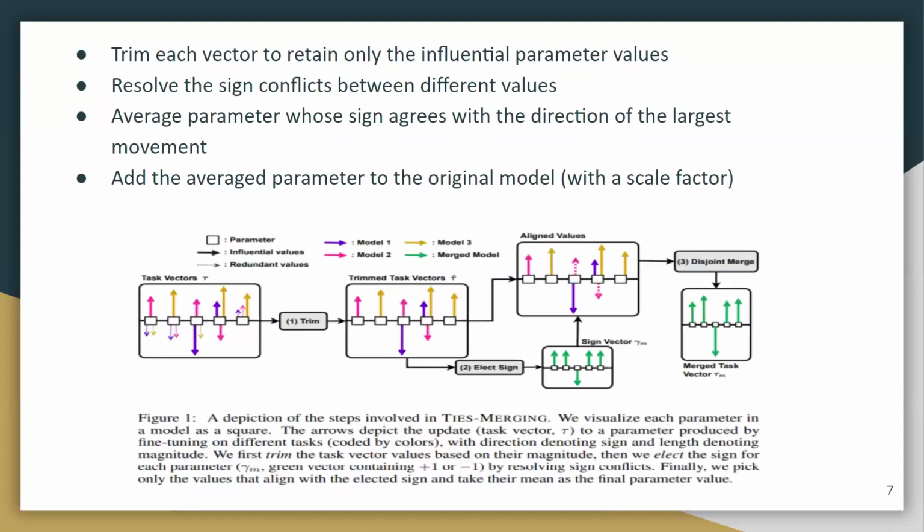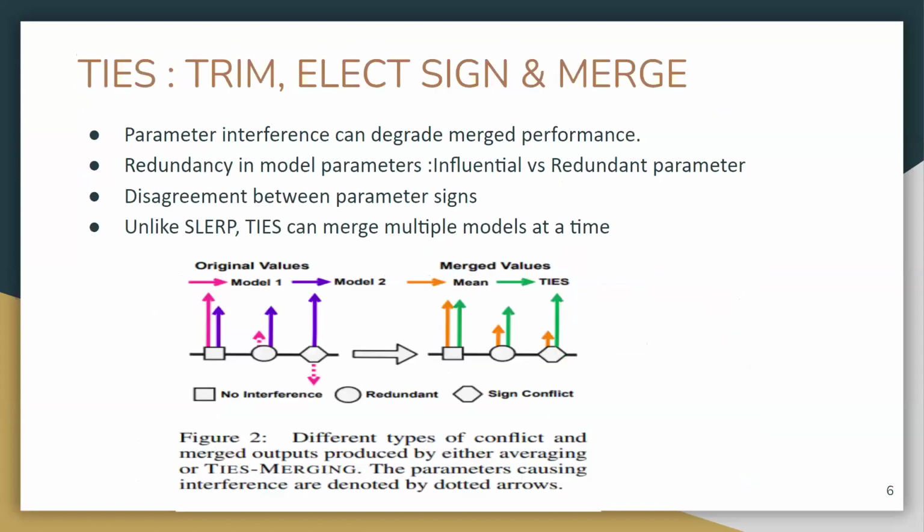Just one thing. Can you go back to the previous slide here? So redundant means parameters that maybe are just there in the model, but they don't have any effect on the output. That is what I think redundant means, right? Yes, sir.